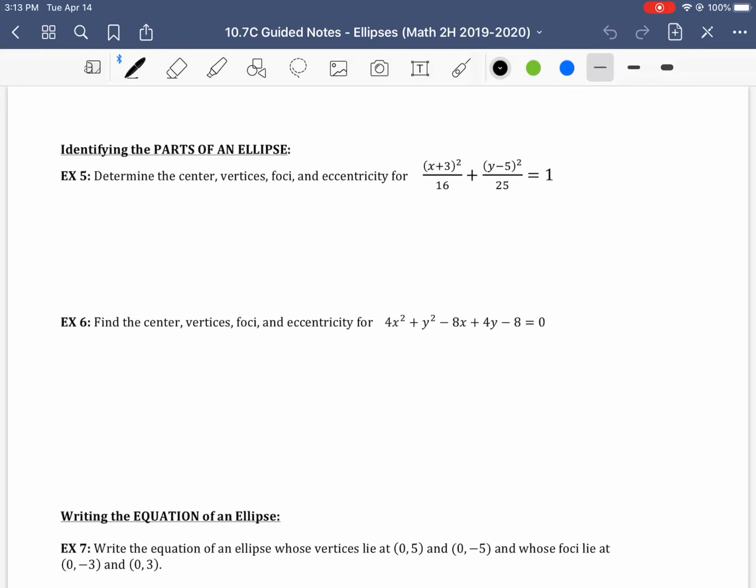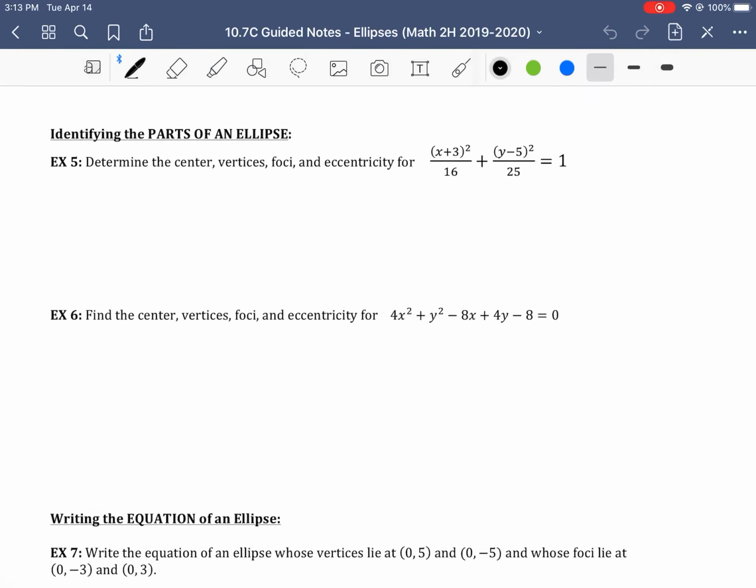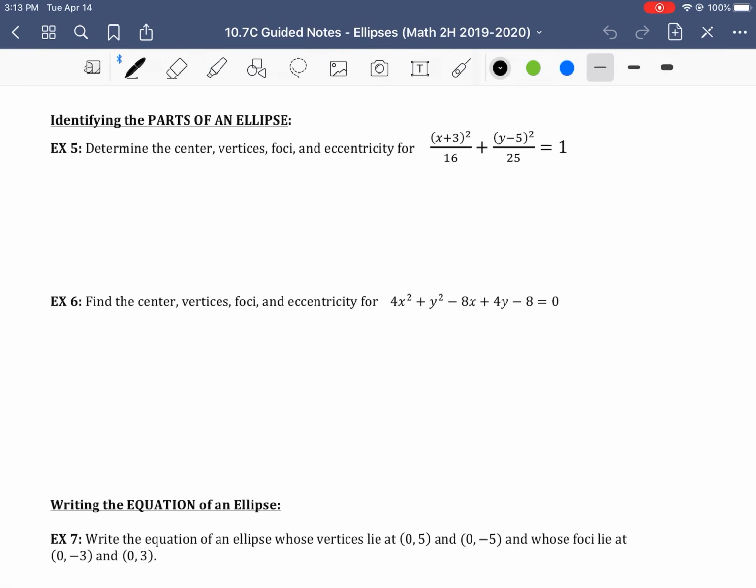All right, we're going to talk about how to identify parts of an ellipse given the equation. So let's look at just examples 5 and 6. Again, these are going to refer back to the formulas that we put on the front page of our notes, so you can refer back to those if you need to.